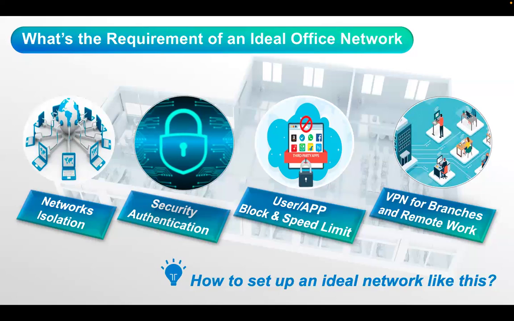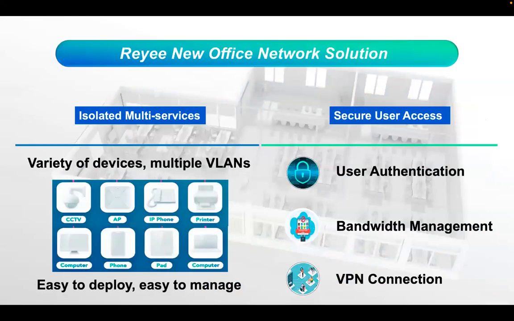You also need to create a VPN for remote branches. Like if you have multiple branches, you need to create a VPN and VPN tunnel for that. So the office network solution we are going to cover will isolate multiple services like CCTV network, APs and IP phones, and you can create multiple VLANs here. For security, you need user authentication, bandwidth management, and VPN connection. This is for security.